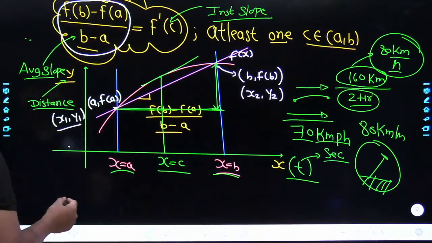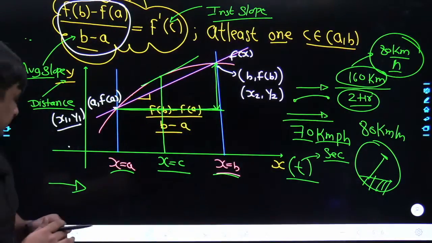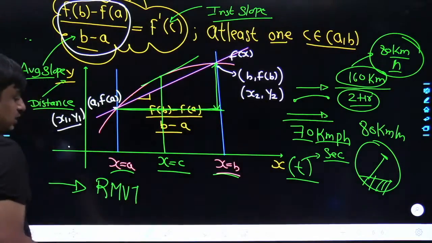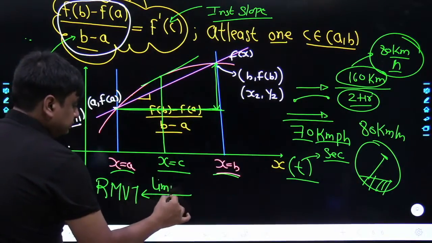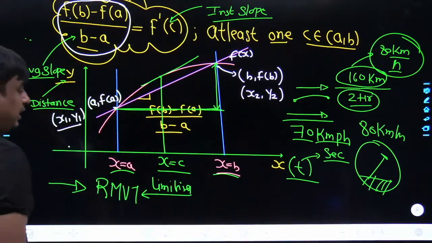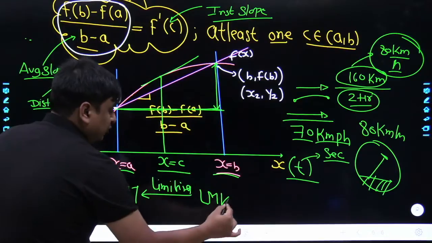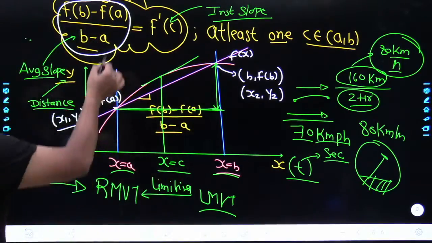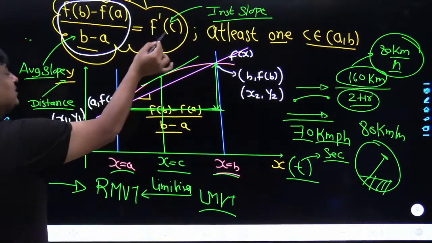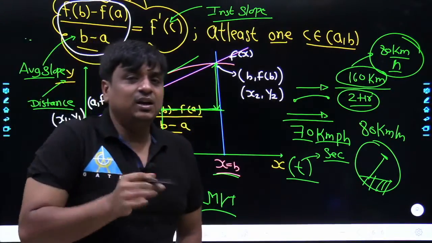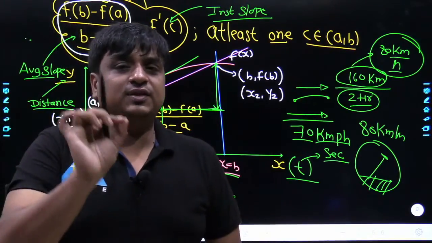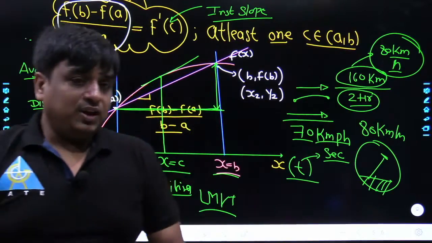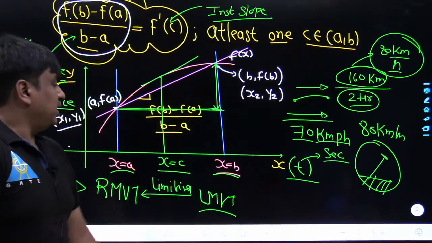Now the last point you can write: RMVT is the limiting version of LMVT. Why so? In case of RMVT, we also have another condition, where f of A has to be the same as f of B. If f of A and f of B are the same, what will happen? The numerator will become 0 and hence f dash C would become 0, and the remaining concepts remain the same. I can conclude that f dash C would be 0 at least once within A comma B, which is nothing but the RMVT. So you can say RMVT is just a limiting case of LMVT.